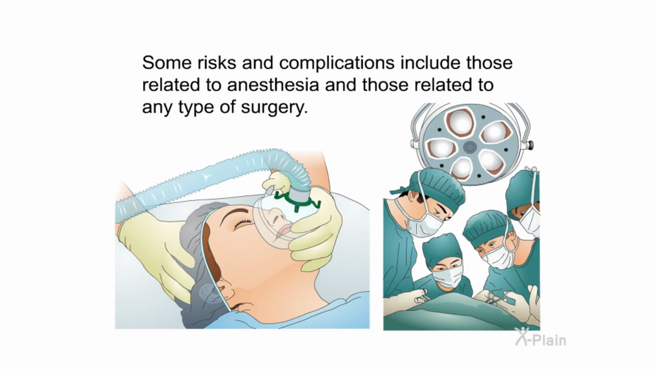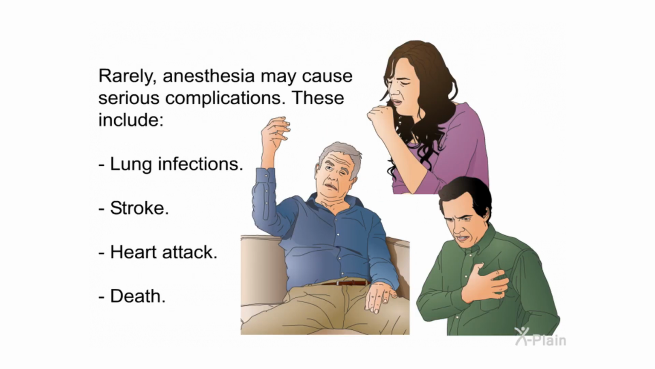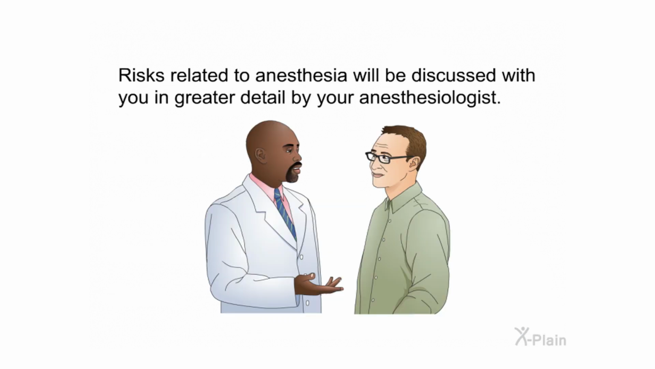Some risks and complications include those related to anesthesia and those related to any type of surgery. Anesthesia is safe, but like any medicine, it can have risks. Complications of general anesthesia may include breathing problems, chipped teeth, cut lips, headache, sore throat, urinary retention. Rarely, anesthesia may cause serious complications. These include lung infections, stroke, heart attack, death. Risks related to anesthesia will be discussed with you in greater detail by your anesthesiologist.